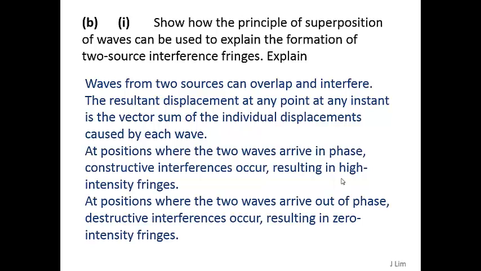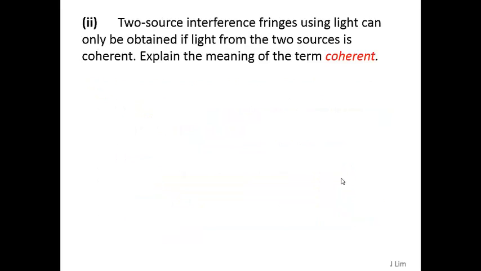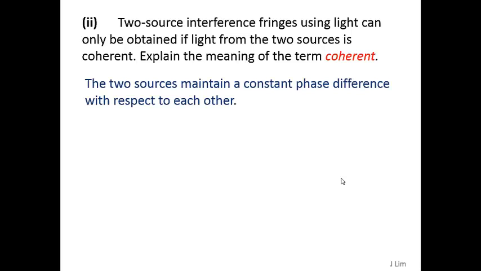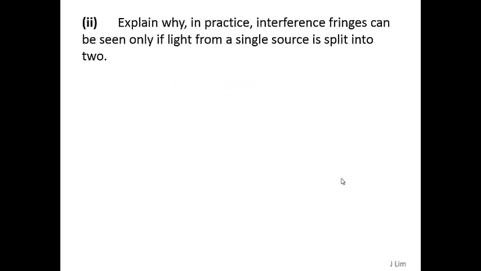At positions where the two waves arrive out of phase, destructive interference occurs, resulting in zero intensity fringes. Two source interference fringes using light can only be obtained if light from the two sources is coherent. Explain the meaning of the term coherent. The two sources maintain a constant phase difference with respect to each other. That is what coherent means.